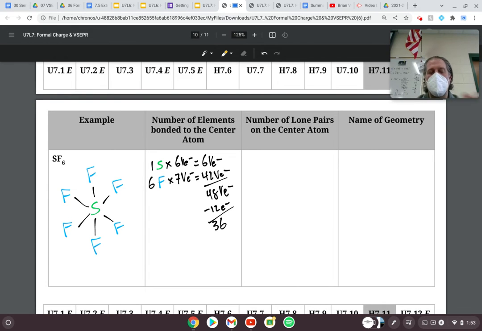So now I have 6 fluorines left, and I have 36 electrons left. 36 divided by 6 is 6. Each fluorine already has 2 electrons associated with it, so each fluorine needs 6. So that looks like that works out.